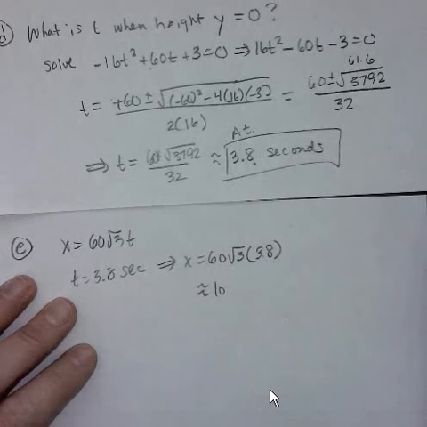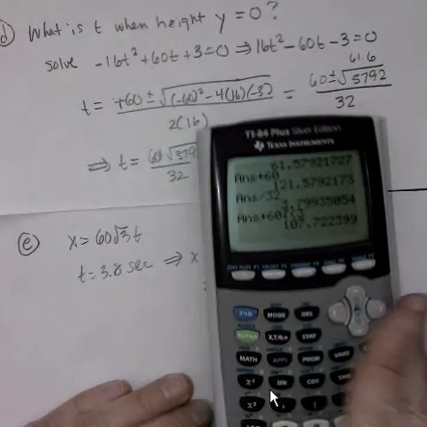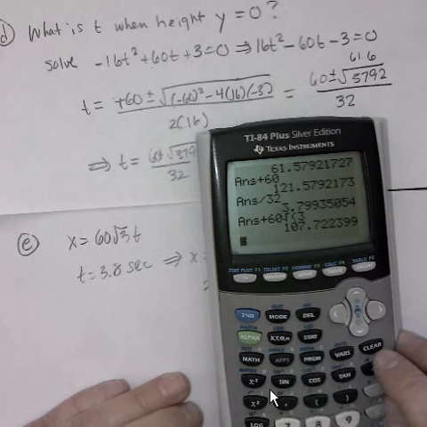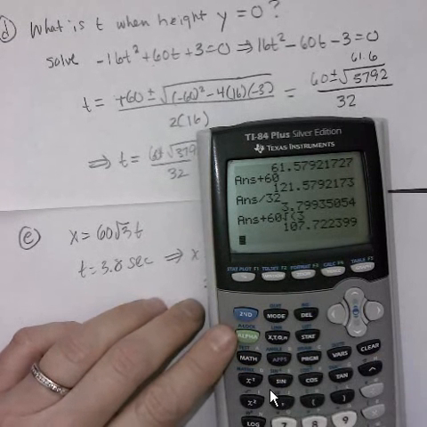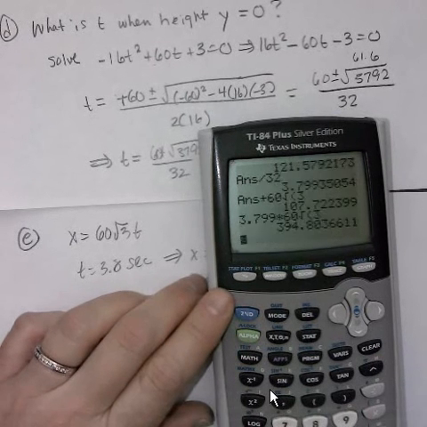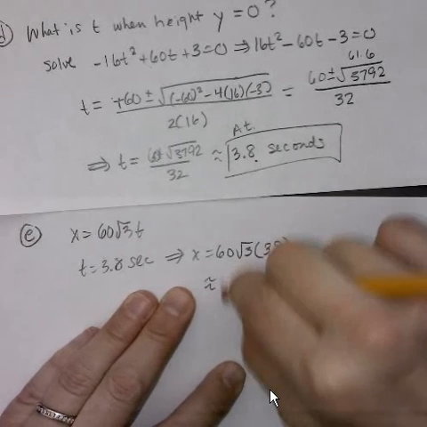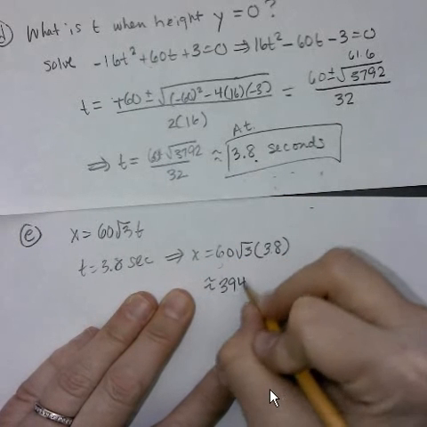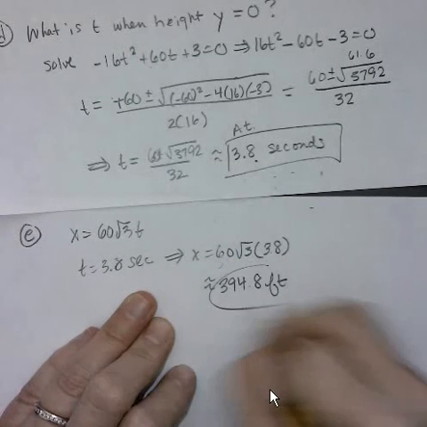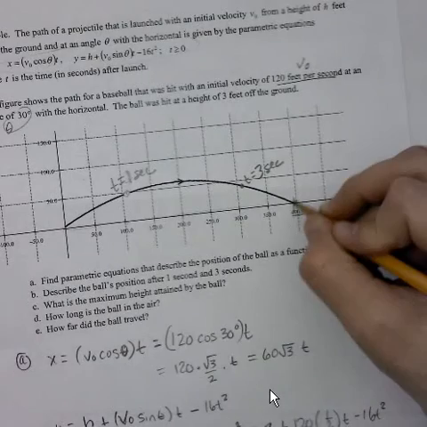Oh, whoops, that doesn't make sense. I kind of know the answer is close to 400, right? I accidentally put plus instead of times. So let's do 3.799 times 60 square root of 3. So that seems more reasonable. About 394.8. That agrees with our graph for part E. Right, and the graph is on the other side. So that seems like the right answer. We got the right answer.